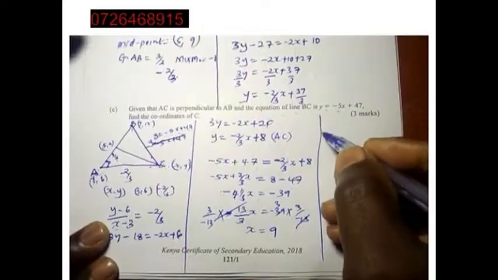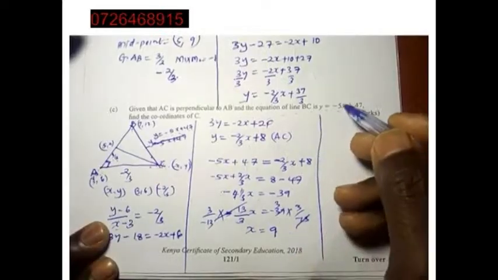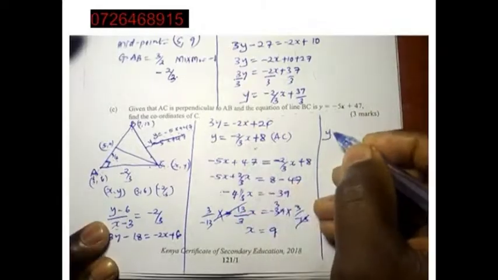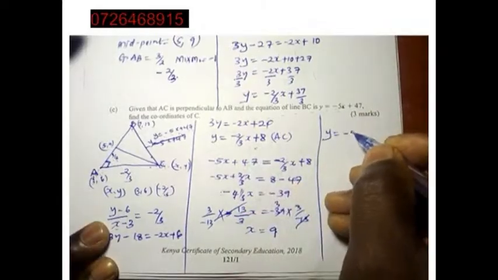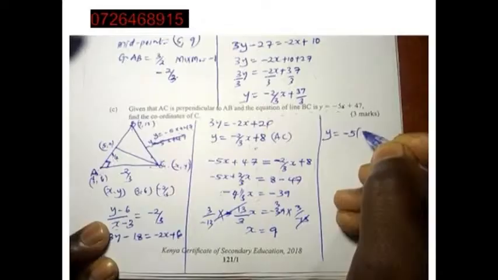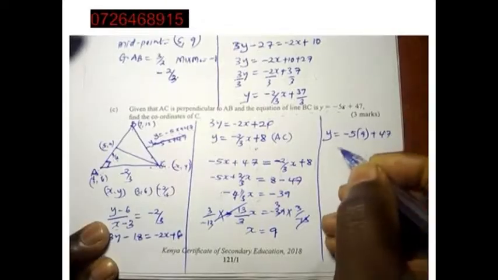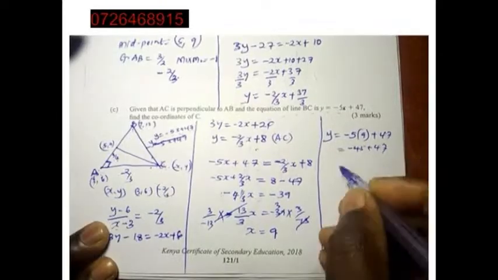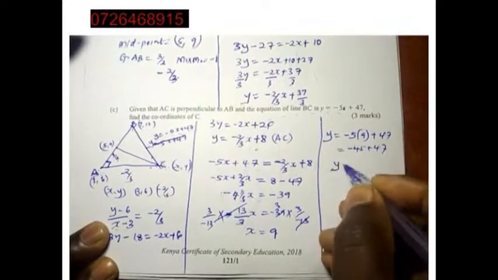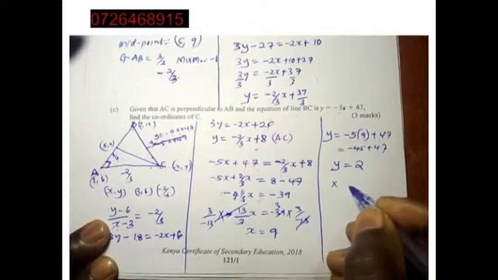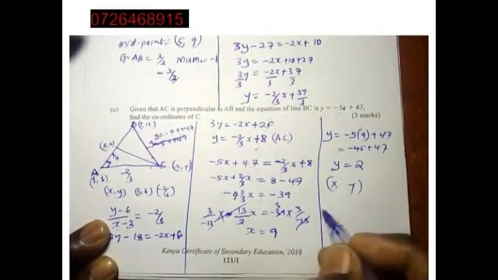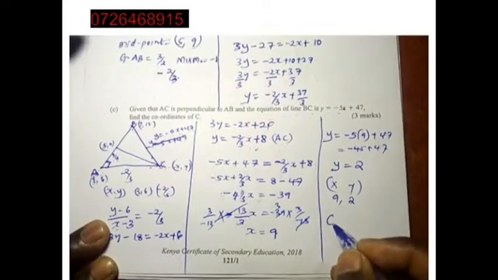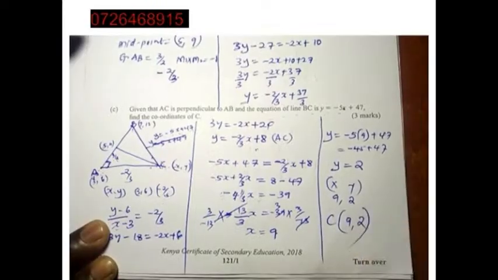So now tuna substitute 9 either in this equation or this one, and we find the value of y. So let us use this. Y would be equal to negative 5 times 9 plus 47. This one is negative 45 plus 47. So y equal to 2, meaning the coordinate xy, x is 9, y is 2. So C is 9, 2. And you are done.